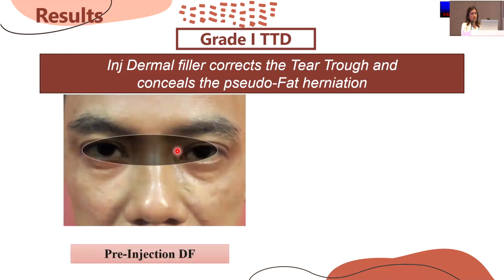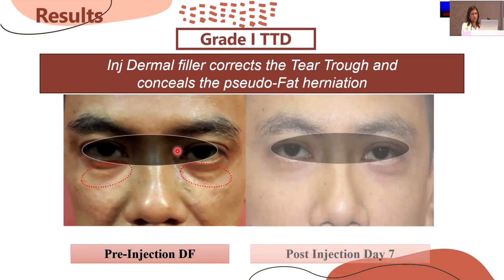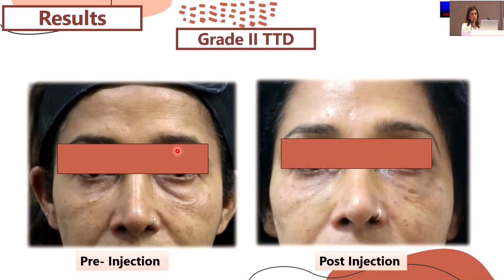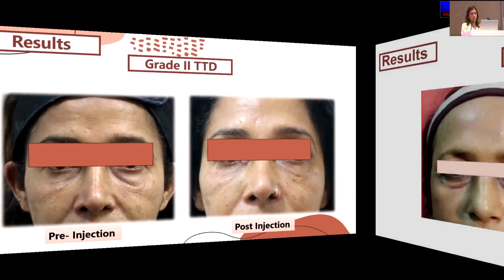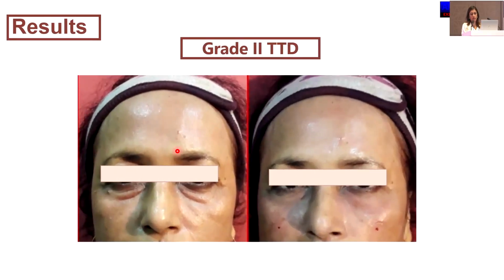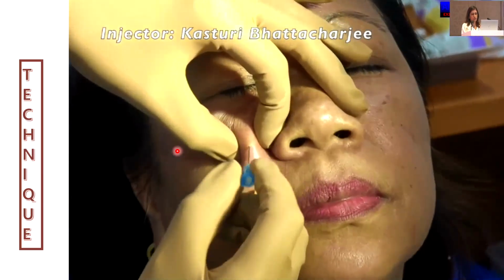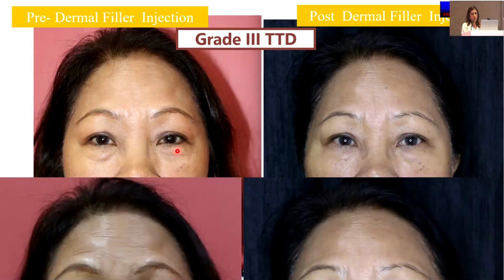This is a patient with grade 1 tear trough, and as you can see, post the dermal fillers, the tear trough appears to be concealed. This is a patient with grade 2 tear trough, and we can see the concealing of the tear trough and the correction. This is another patient with grade 3 tear trough deformity, and for the sake of time, I'll skip the video. These are the results post the HA filler injection in the tear trough.